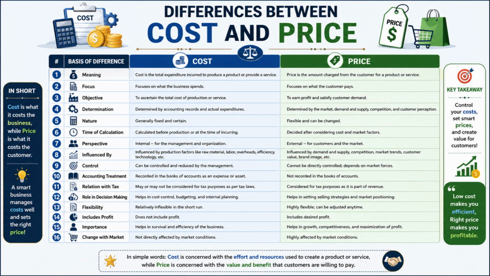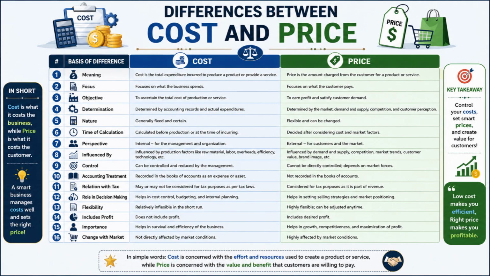Number 7. Cost is viewed from the internal management perspective, whereas price is viewed from the external market and customer perspective. Number 8. Cost is influenced by raw materials, labor, overheads, efficiency, and technology, whereas price is influenced by demand, competition, customer value, and brand image. Number 9. Cost can be controlled and reduced by management, whereas price cannot be fully controlled because it depends on market forces.